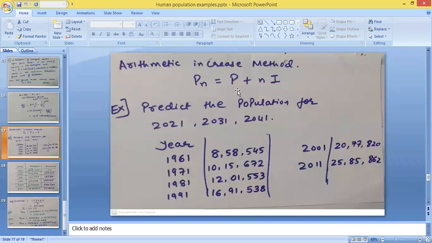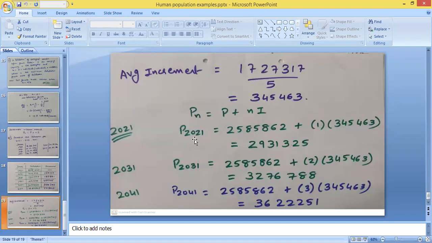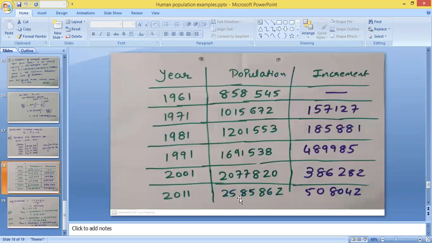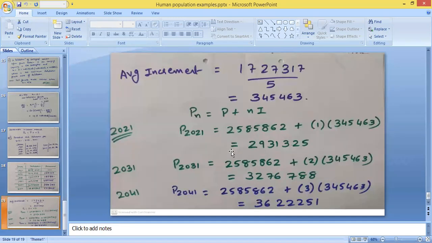What is the main formula? P plus n into y. So what is this P? P is the last recorded population. The last recorded population in the case of 2021 was that of 2011, so it is 2585862. So 2585862 plus 1, because only one decade has passed, so 1 into 345463. Do the total, and it will be this much.